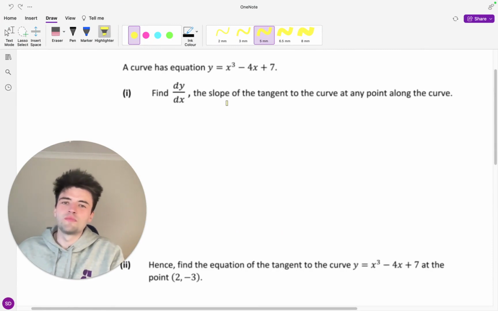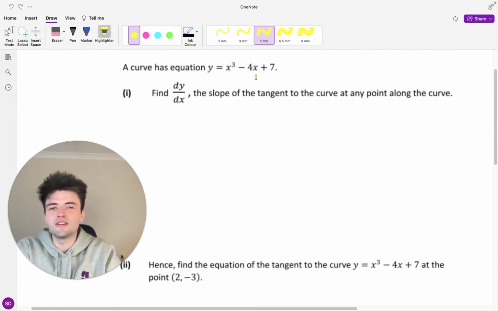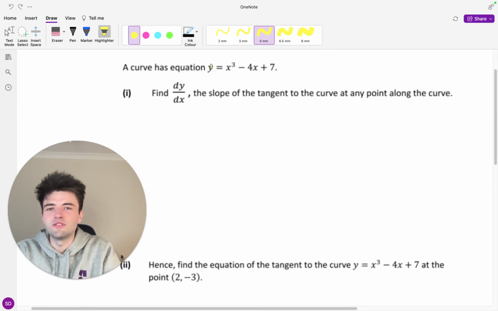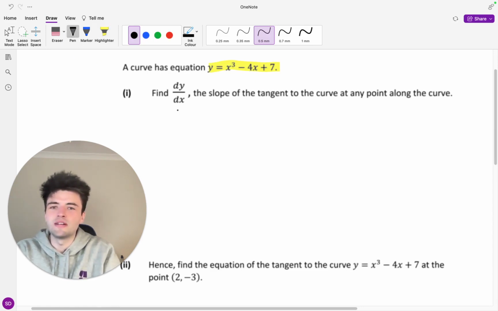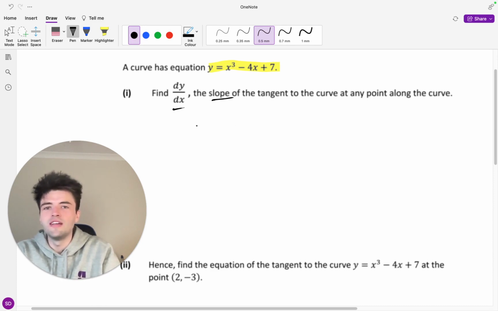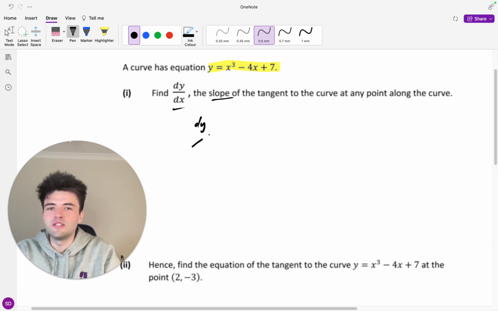So in this question, we're going to be looking at slopes and tangents of curves as it relates to calculus. We're told here the curve has an equation y is equal to x cubed minus 4x plus 7. So it's going to be a cubic curve here, and we're asked to find dy/dx, the slope of the tangent of the curve at any point along the curve.